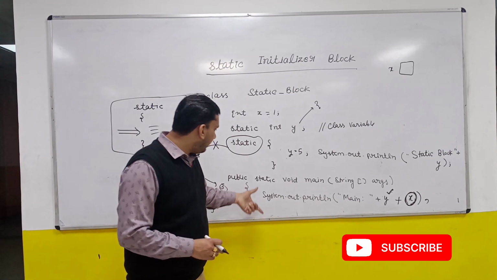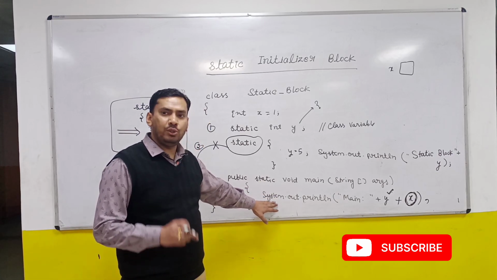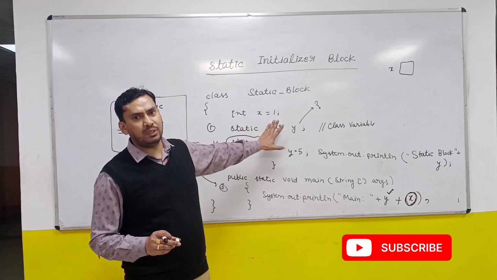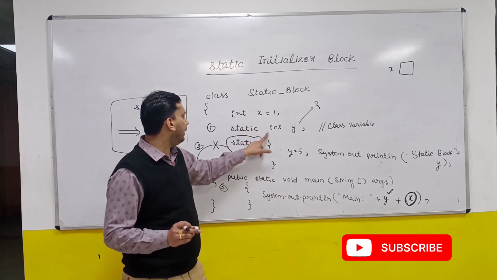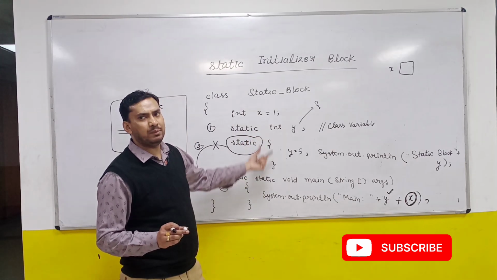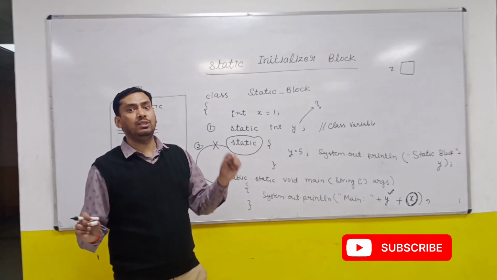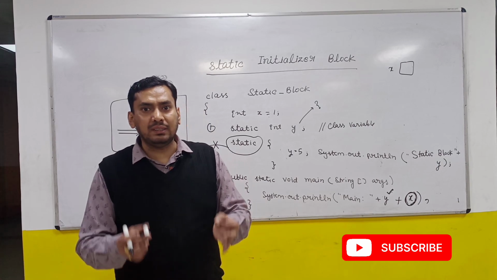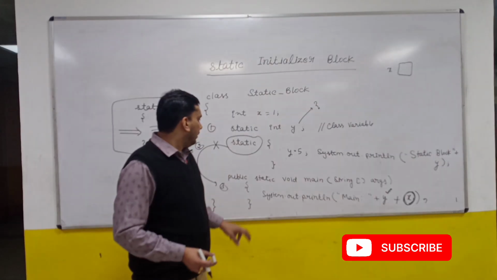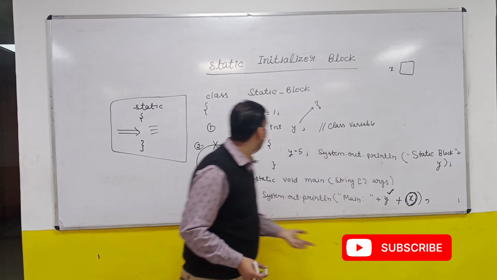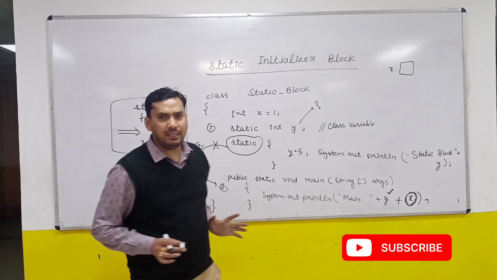What does it mean? Your main function has static scope. From static scope, you can access the static members of your class directly, like we are accessing y. y is a static member, so from main you can access the static member directly. But from static scope you cannot access the non-static member, even if it is defined inside your own class. So if you try to access x, you will get a compilation error, and the reason is very clear.